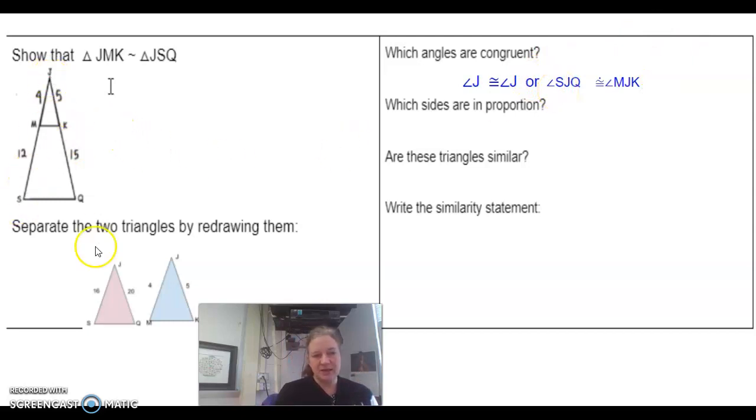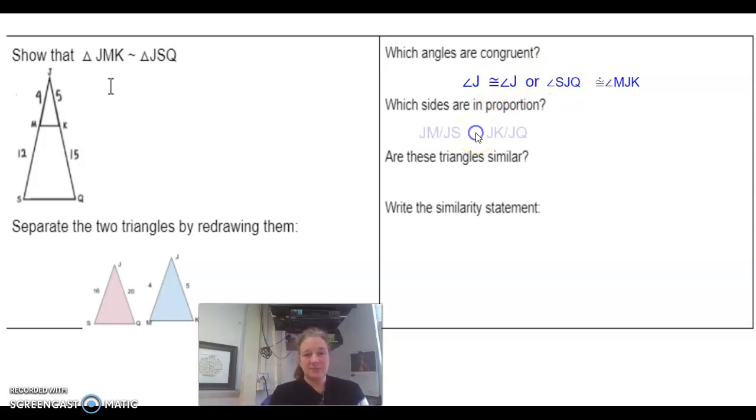So the big angle is congruent to the little triangle angle. They're really the same angle, but I'm marking this that I'm comparing two different triangles, right? I'm looking at this angle, angle J, in reference to the small triangle, so angle MJK, and in reference to the big triangle, angle SJQ. Okay. Are any sides proportional?